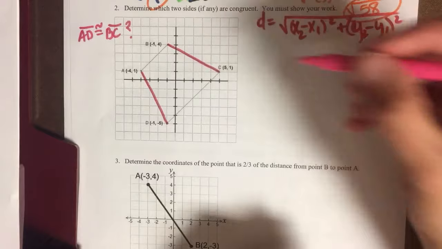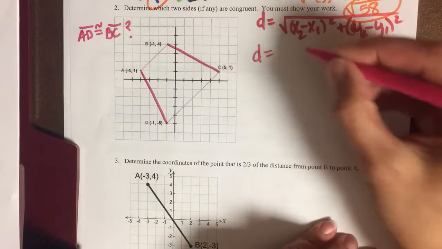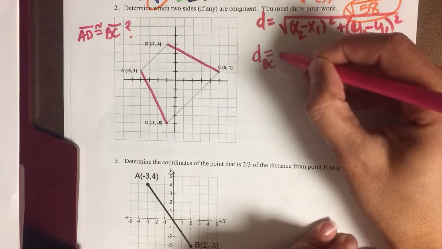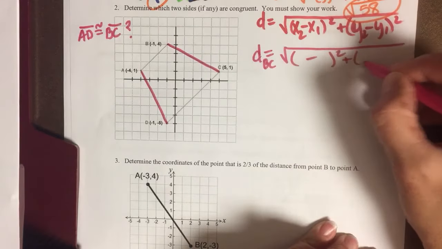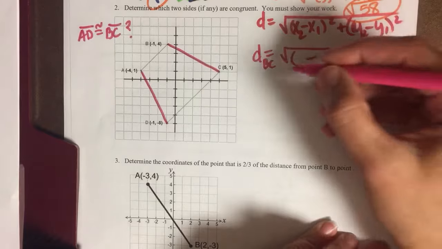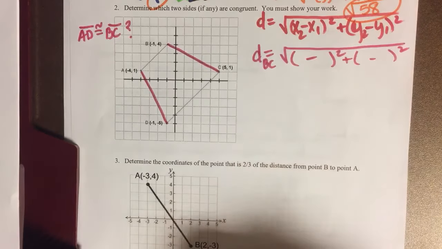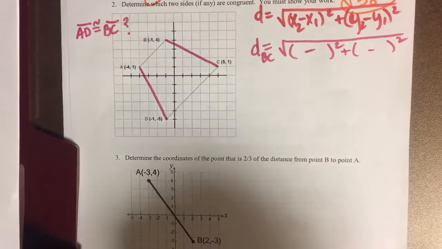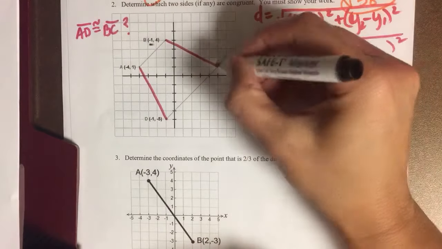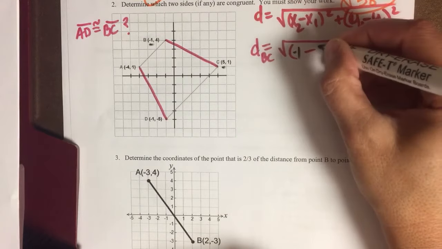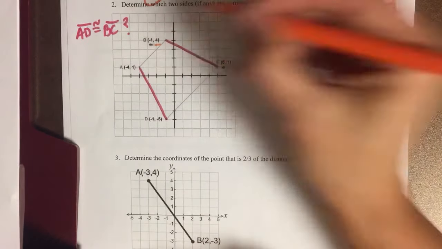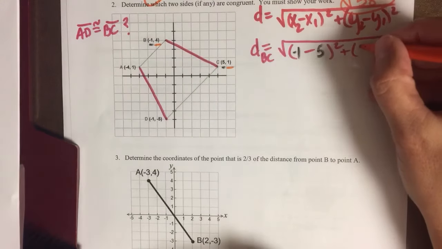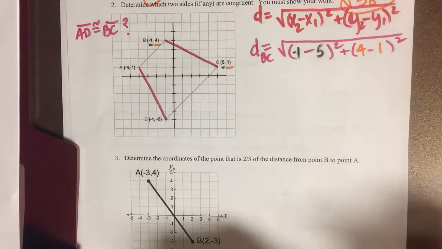So let's do BC first. All right, we're going to find the distance from B to C. I'm going to rewrite my formula. And what are my 2 x coordinates for B and C? -1 and 5. So I've got -1 minus 5. Those are my 2 x's. My 2 y coordinates are 4 and 1. So I've got 4 minus 1.